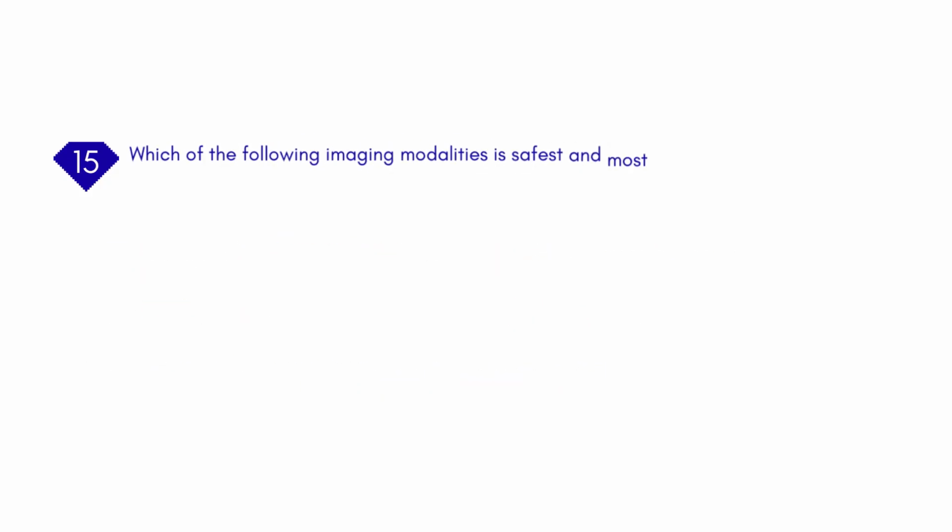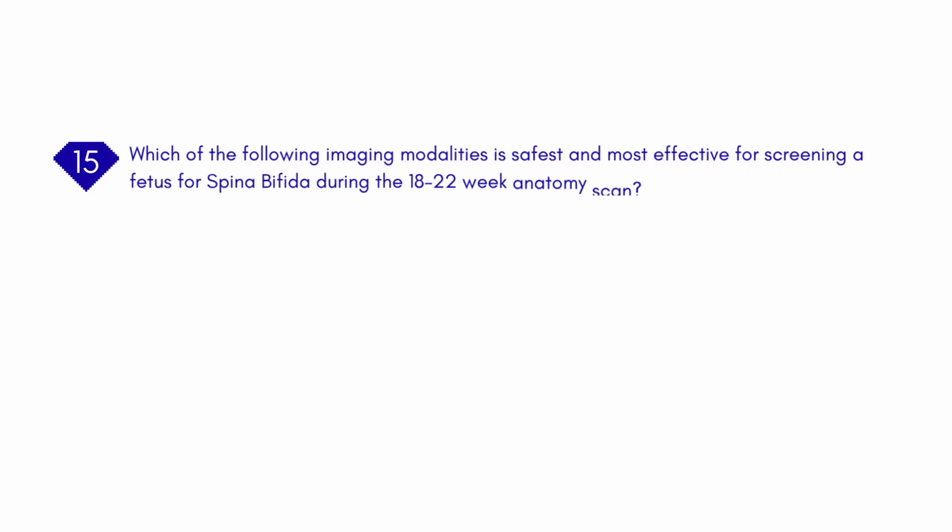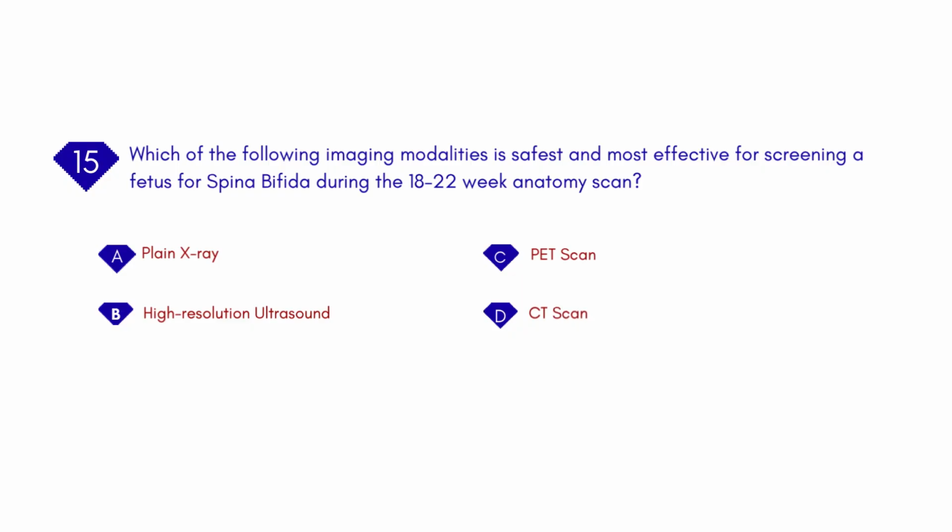Which of the following imaging modalities is safest and most effective for screening a fetus for spina bifida during the 18 to 22-week anatomy scan? A. Plain X-ray. B. High-resolution ultrasound. C. PET scan. D. CT scan. Answer: B. High-resolution ultrasound.